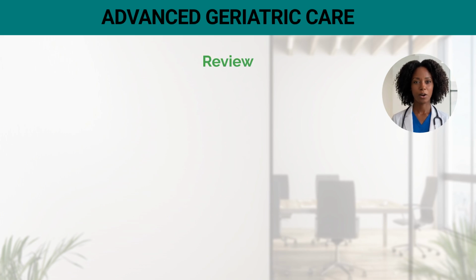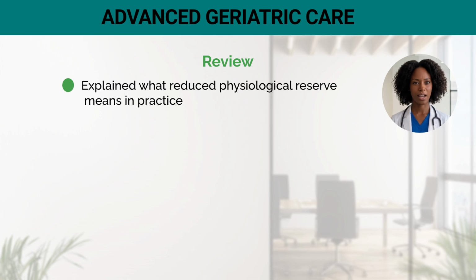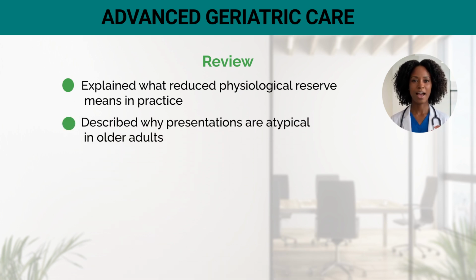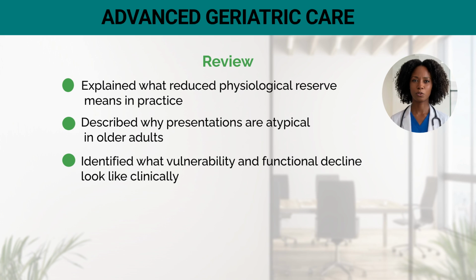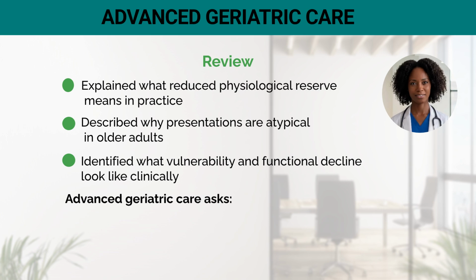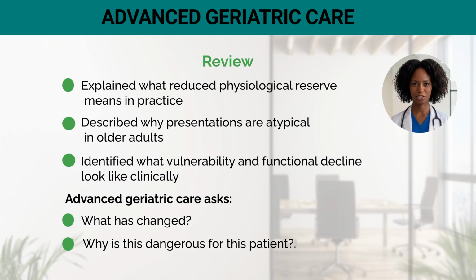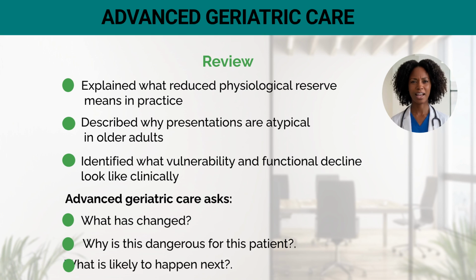In the previous video, we explained what reduced physiological reserve means in practice. We described why presentations are atypical in older adults. We also identified what vulnerability and functional decline look like clinically. Then, we said that rather than asking, "What disease is this?" advanced geriatric care asks, "What has changed? Why is this dangerous for this patient? And what is likely to happen next?"